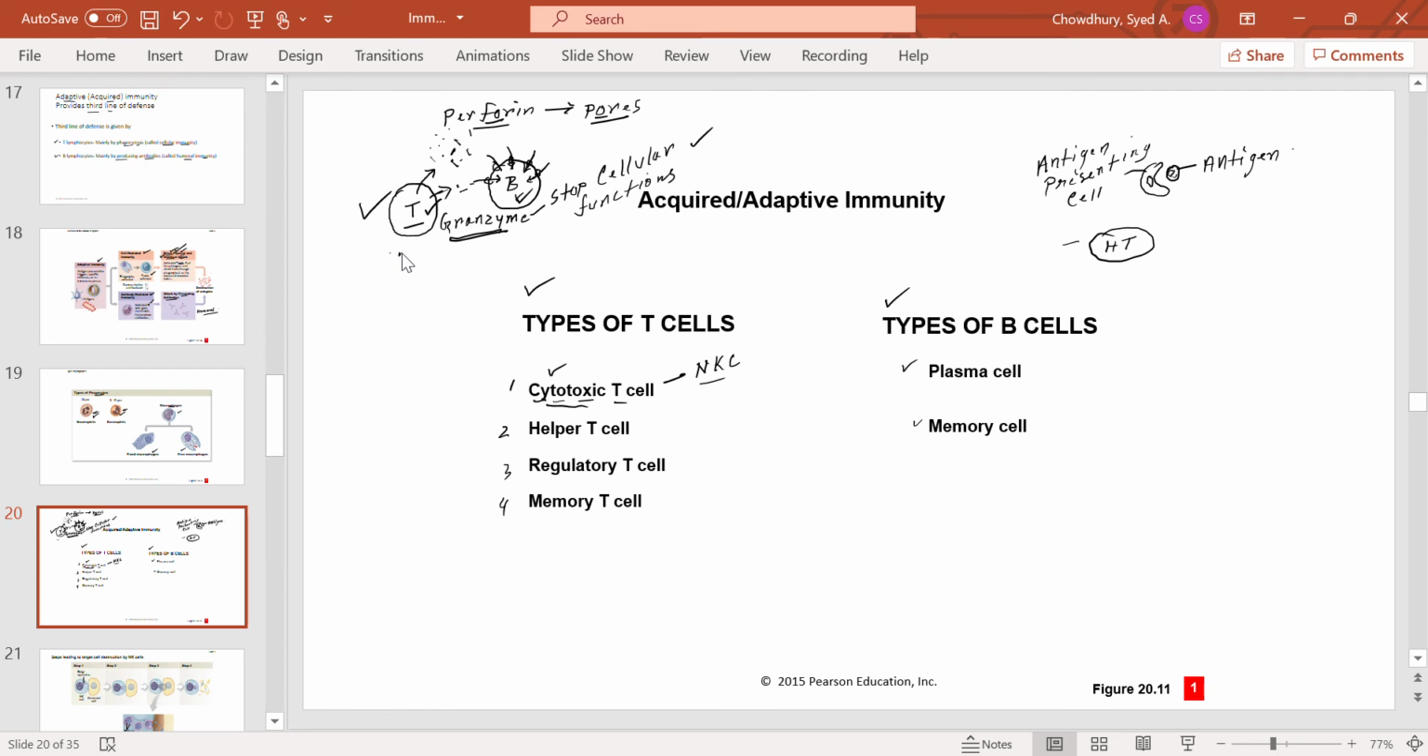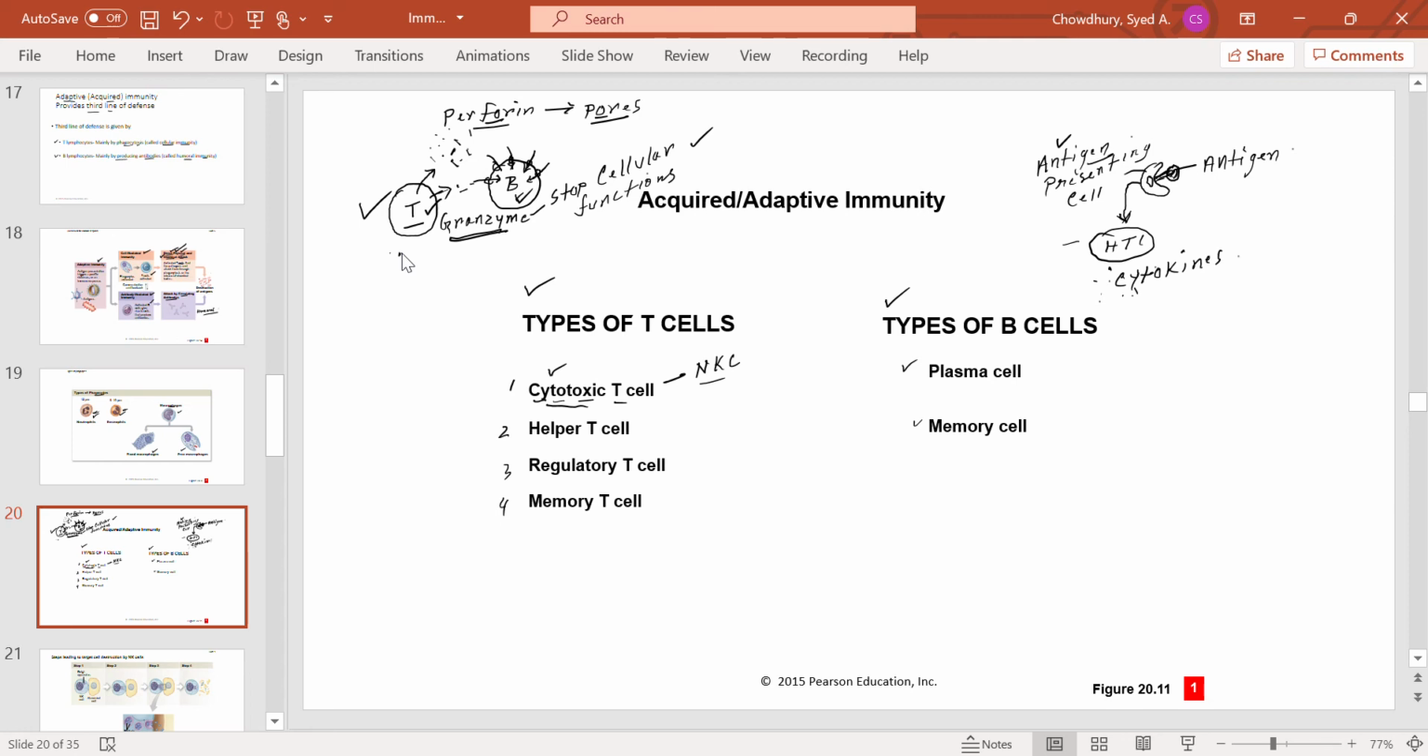So when the antigen comes close to the antigen presenting cell, it will hold the antigen and present it to the helper T cell. So that's why it is called the antigen presenting cell. It will hold it and bring it to the helper T cell, and the helper T cell will then secrete cytokines, proteins. Cytokines could be interferons or complements. All those belong to proteins, belong to cytokines.